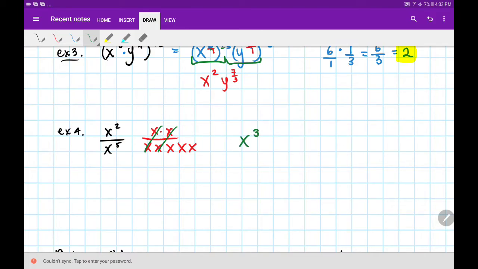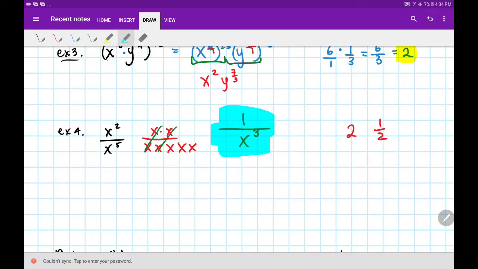This, however, would be an incorrect answer. We are left with 3 x's, but we have to note that they're left in the denominator, so you need to leave it as 1 over x cubed. You must put the 1 over, or else it's an incorrect response. For example, 2 and 1 over 2 are different numbers, right? So in the same way, x cubed and 1 over x cubed are very different.